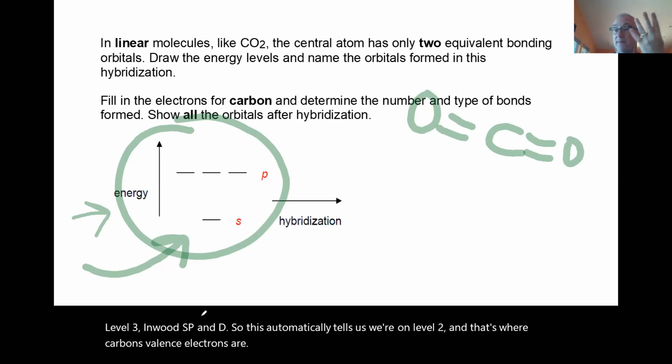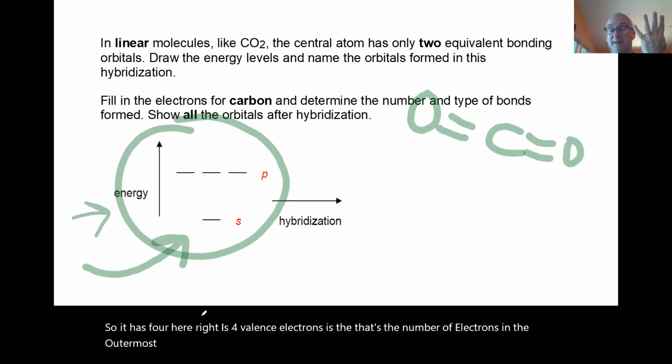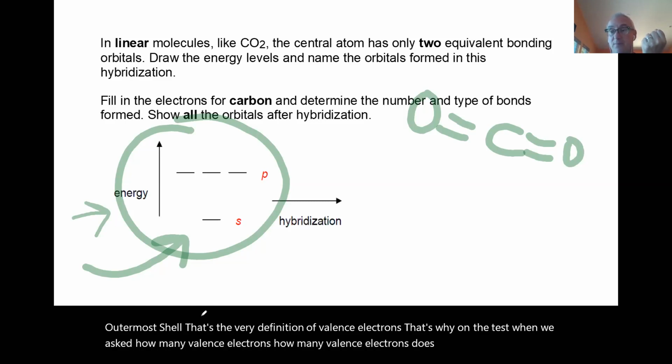So it has 4 here, right? It has 4 valence electrons. That's the number of electrons in the outermost shell. That's the very definition of valence electrons. That's why on the test, when we asked how many valence electrons does oxygen have, what was the answer?